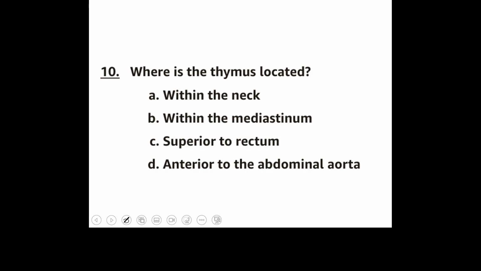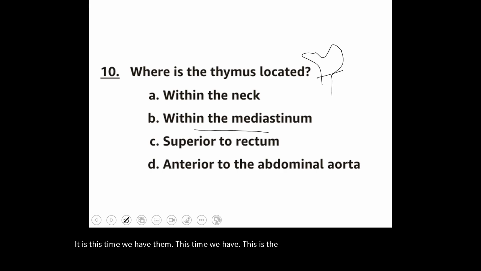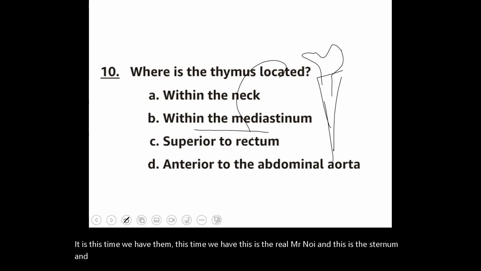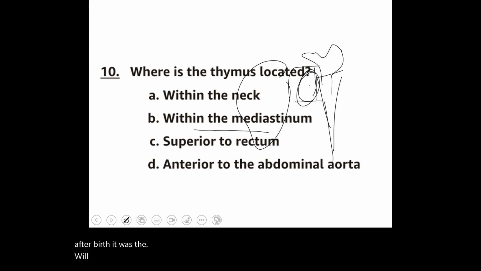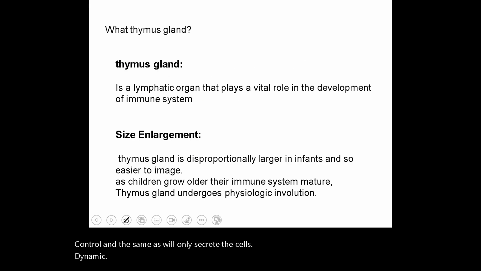This is the mediastinum. This is the sternum, and you can find the heart here. In the upper superior part, you're going to find the thymus gland. It used to control all the lymph in the infancy, in the womb. But after birth, the bone marrow takes control, and the thymus will only secrete T cells or T lymphocytes. The thymus gland is a lymphatic organ located in the mediastinum.